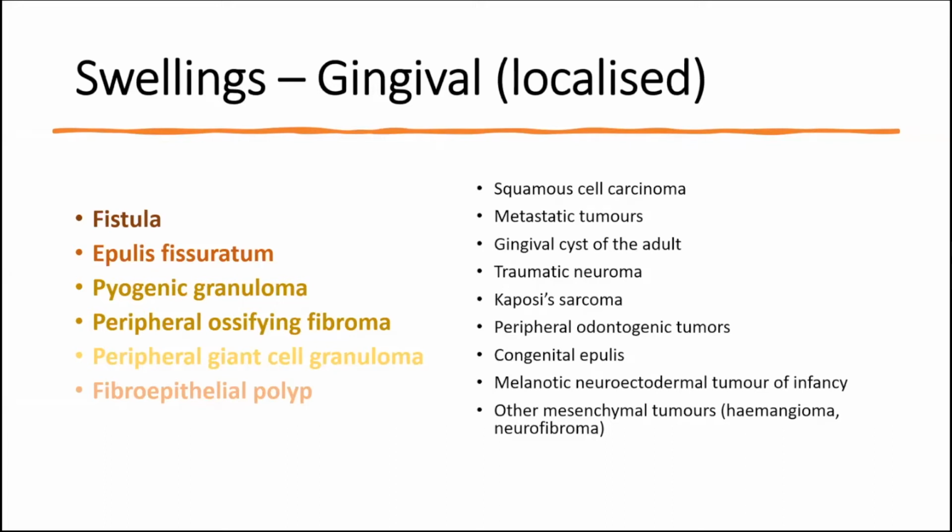All the conditions on the right-hand side of the screen, over there where my cursor is, they can present as swellings of the gingiva. So squamous cell carcinoma, metastatic tumors, gingival cyst of the adult, traumatic neuroma, Kaposi's sarcoma, peripheral odontogenic tumor, congenital epulis, melanotic neuroectodermal tumor of infancy, and other mesenchymal tumors, but they're extremely rare.